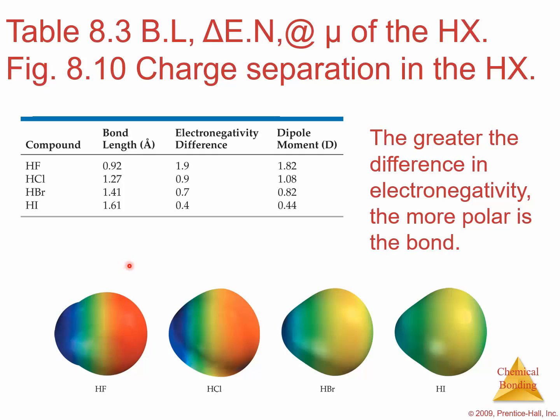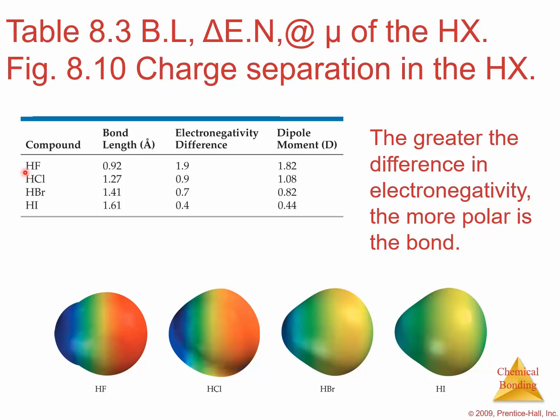So we can visualize the varying degrees of electronic charge shift in these substances from computer generated models. So for these molecules, the change in electronegativity difference has a greater effect on the dipole moment than does the change in bond length. So again here, the greater the difference in electronegativity, the more polar is the bond.